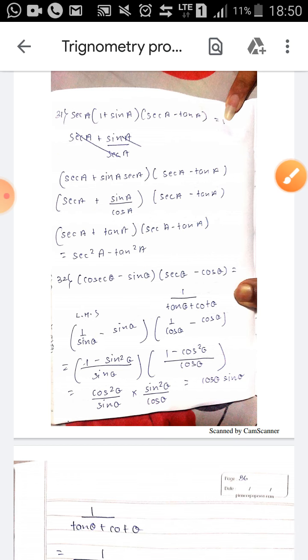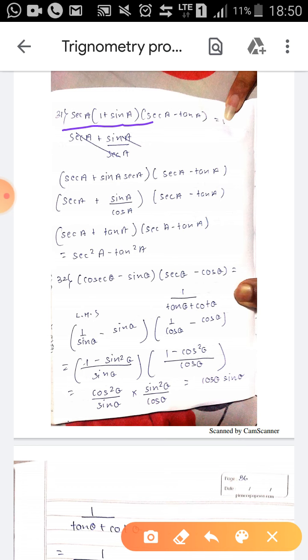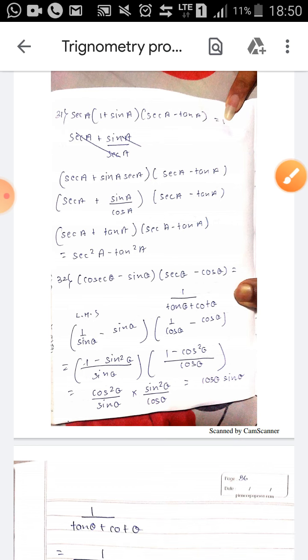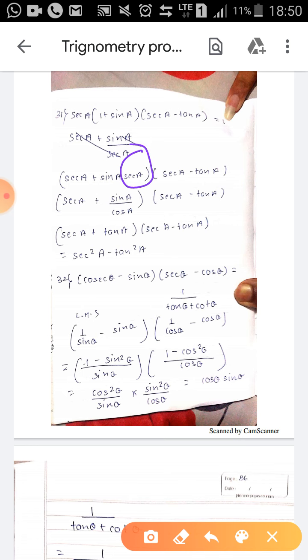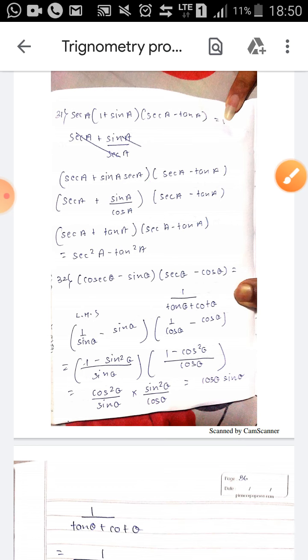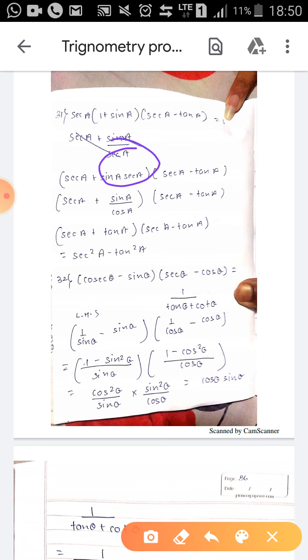So the first thing you can do after looking at this sum is to multiply sec a into 1 plus sin a. So sec a into 1 is sec a, and sec a into sin a is sin a into sec a. And you have sec a minus tan a over here, which I write as it is, I don't disturb it. Now this sec a I can write as 1 by cos a, because sec is the reciprocal of cos, as you know. So this sin a sec a now turns to sin a by cos a. I hope you have understood.